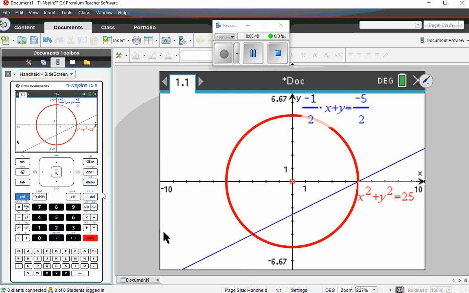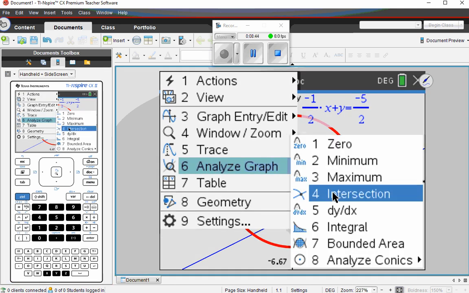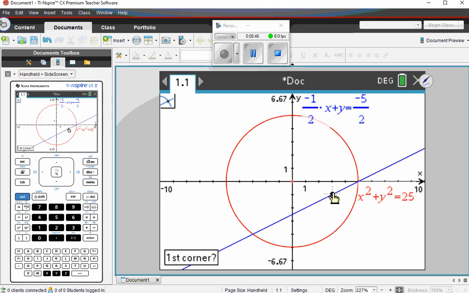To find the intersection points, I'm going to hit menu, analyze graph, intersection. And what's different about this is since I'm in relation, instead of doing the lower bound and the upper bound like you're used to, it's going to say first corner, second corner. So I'm going to put this dot somewhere, anywhere really. And then second corner, it's going to make this box. See how it's shading in a box? I just have to make sure that that box crosses over the place where they intersect.